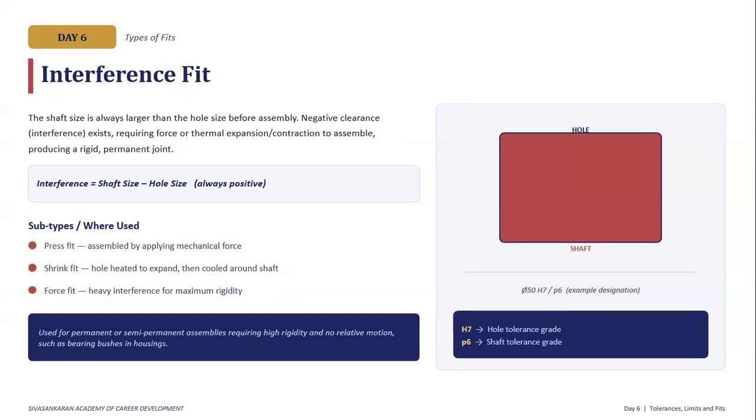In an interference fit, the shaft is always larger than the hole. Assembly requires force or, in some cases, thermal expansion and contraction. This type of fit provides a rigid and permanent or semi-permanent joint.